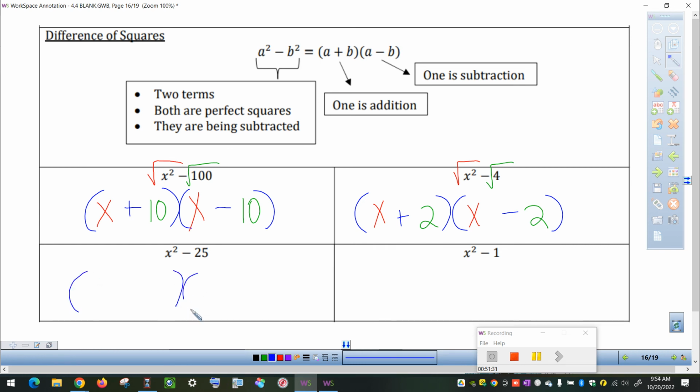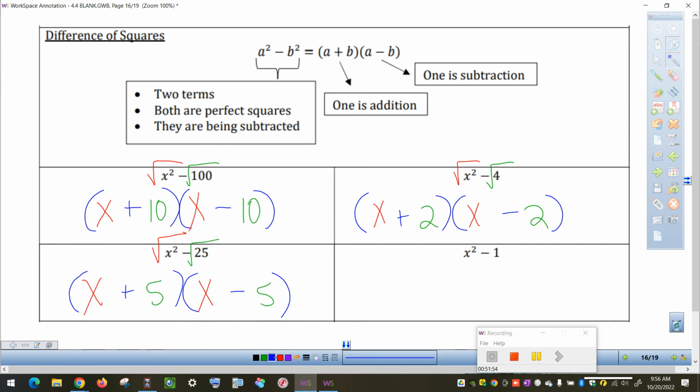On your paper, I want you to try the next one. I want you to do x squared minus 25. We still have one plus, one minus. Square root of the first term goes first. That's x. Square root of the second term goes second.